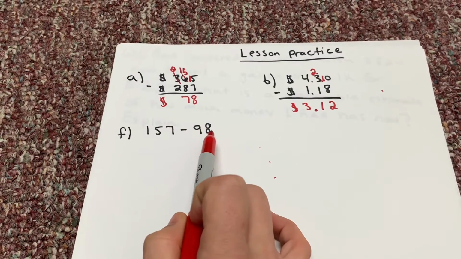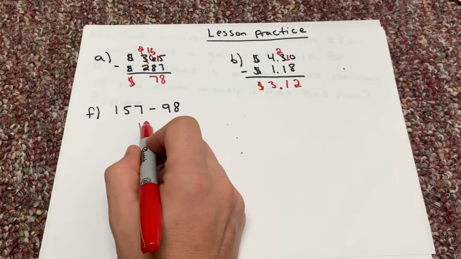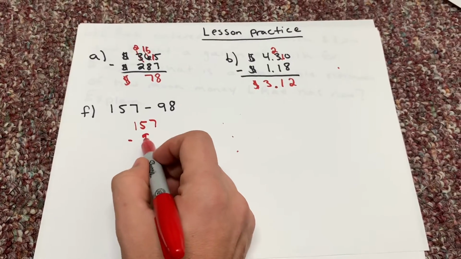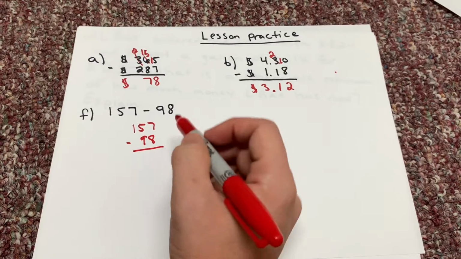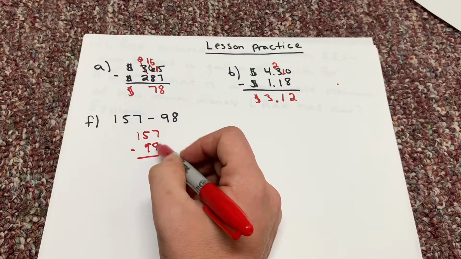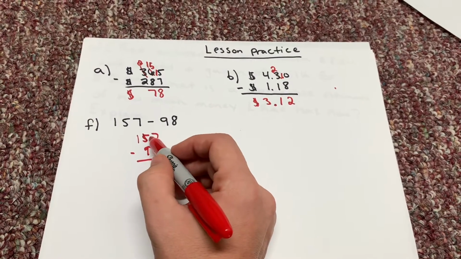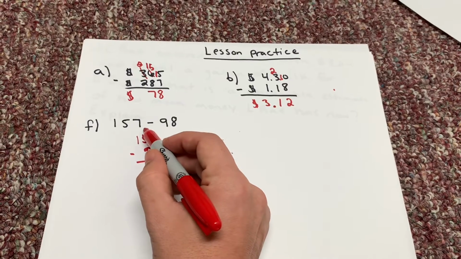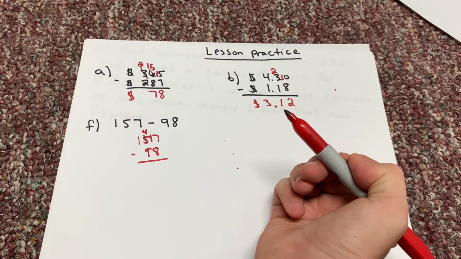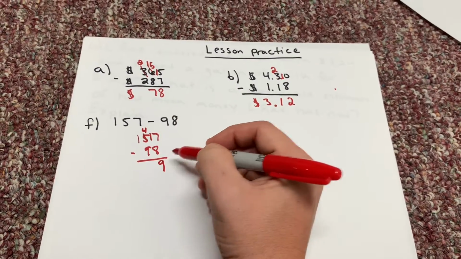I'm taking 98 from 157. I'm going to rewrite this vertically. So I have 157 and I'm subtracting 98. Well, in my ones column I have 7 and 8. Well, I'm going to borrow. When I borrow from my tens column or place value, I have 4 and I have 17. And then I'm going to go ahead and subtract 8 from 17, which gives me 9.